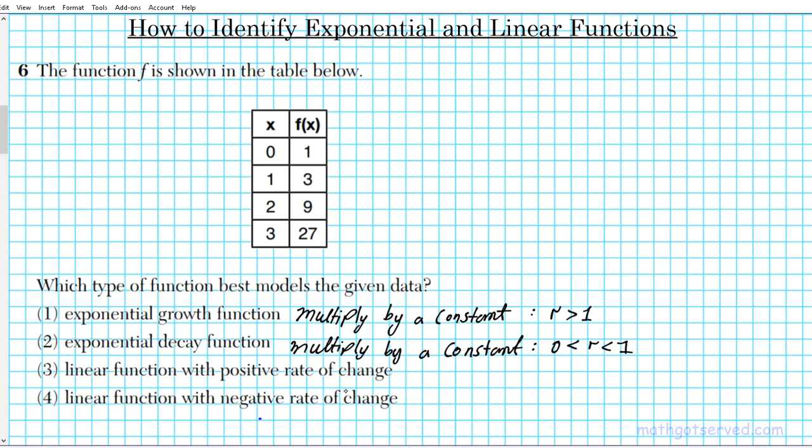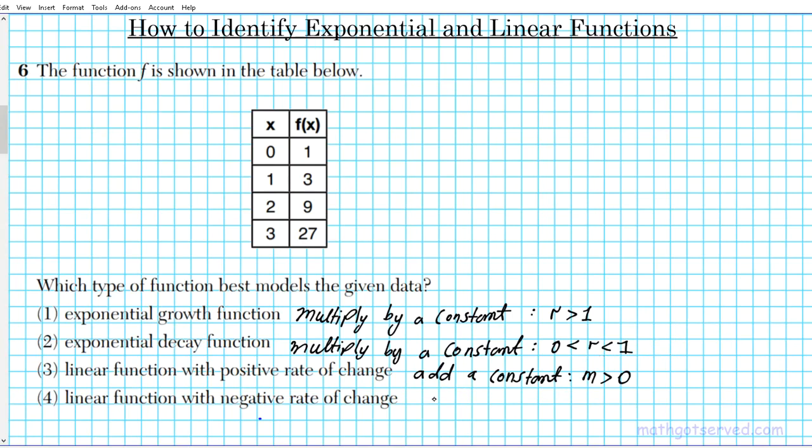If you have a linear function, you're going to be adding, it's an additive process. Okay, you're going to be adding a positive number for a positive rate of change. So you're going to add a constant. Let's call that constant m. And that number that you're going to be adding over and over again will be greater than 0. Okay, if you add the same positive number over and over again, you end up with a linear function with positive rate of change.